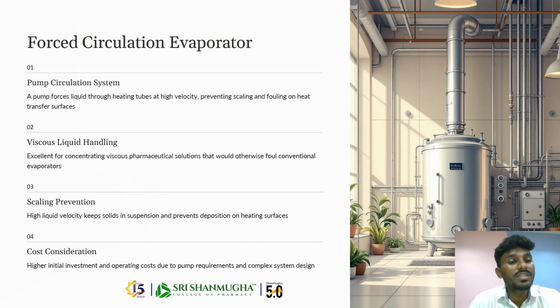The second one is viscous liquid handling, excellent for concentrating viscous pharmaceutical solutions that would otherwise foul a conventional evaporator. The third one is scaling prevention: the high liquid velocity keeps solids in suspension and prevents deposits on heating surfaces. And the fourth one is cost consideration: higher initial investment and operating cost due to the pump required and complex system design. These are about the forced circulation evaporators.